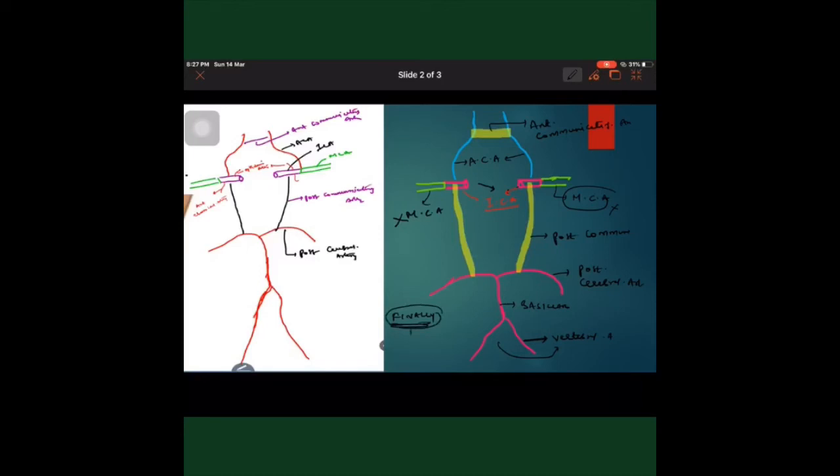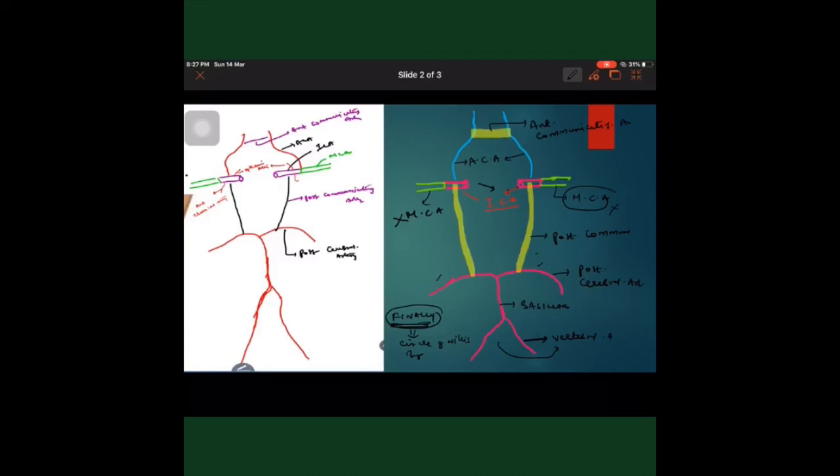So finally, the arteries that form the circle of Willis are the internal carotid arteries, both right and left, the anterior cerebral arteries, both right and left, the posterior cerebral arteries, both right and left, the anterior communicating artery, and two posterior communicating arteries. So all of these form the circle of Willis. They will ask in exams which artery does or does not form the circle of Willis, so it is very important to know the circle of Willis.